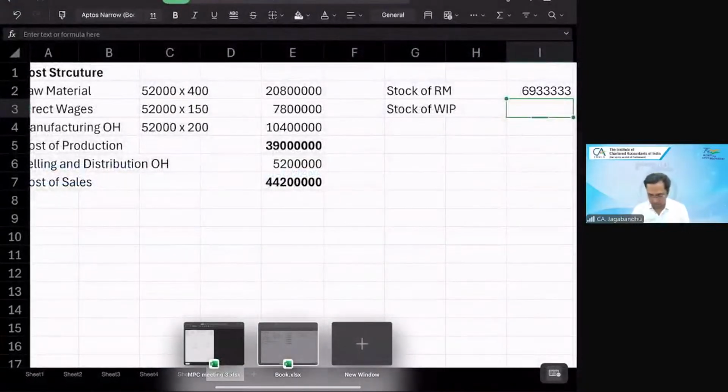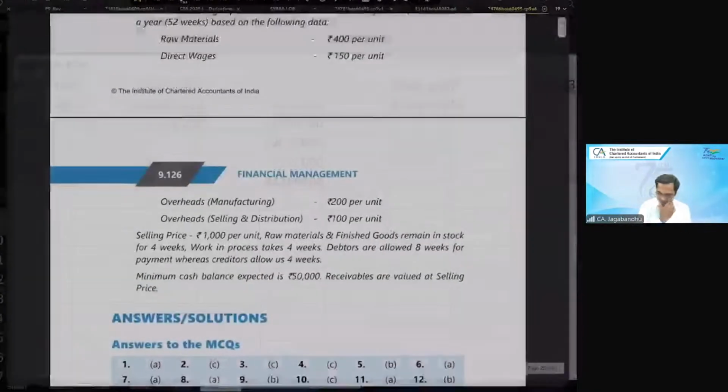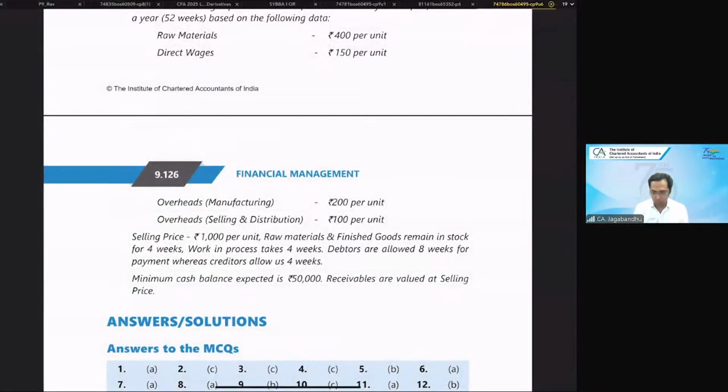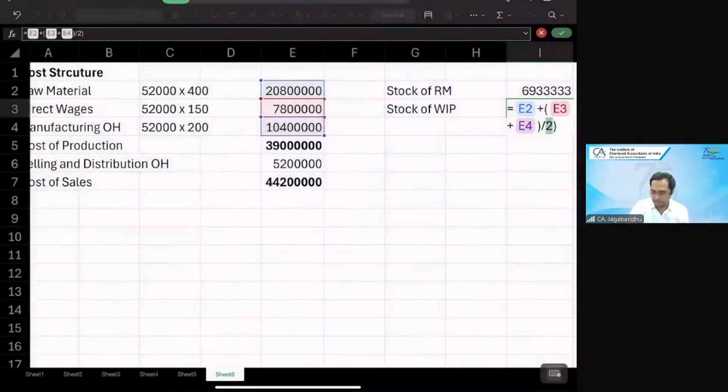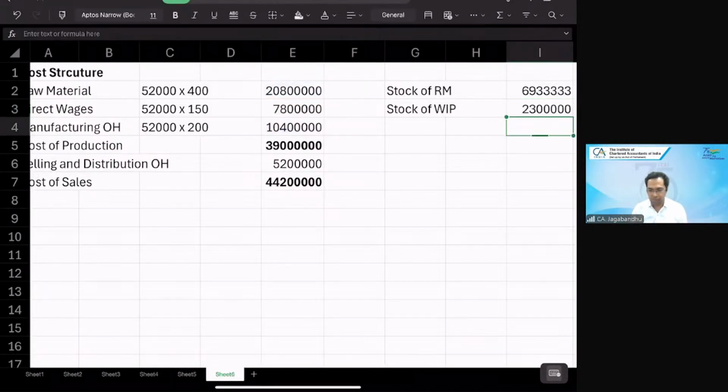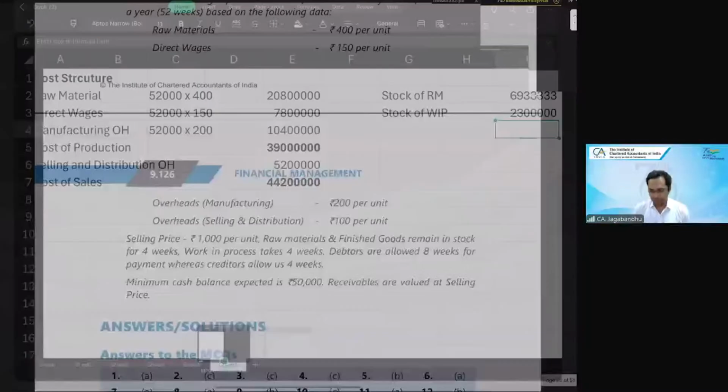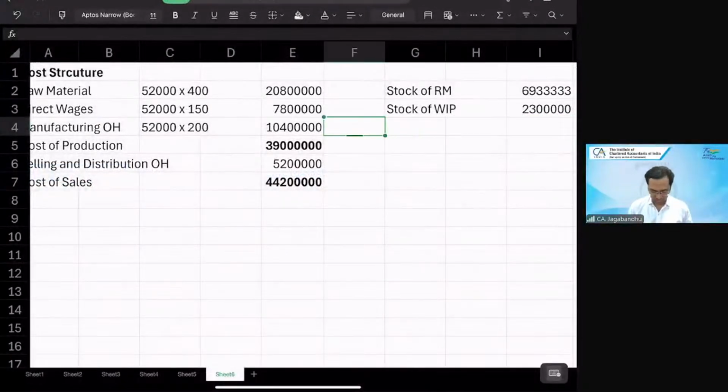So stock of WIP will be 4 weeks. So when you say 4 weeks, we'll take full raw material, but we will take direct wages and manufacturing overheads only half of it. Right? And then this entire portion multiplied by 4 by 52. That's the stock of WIP.